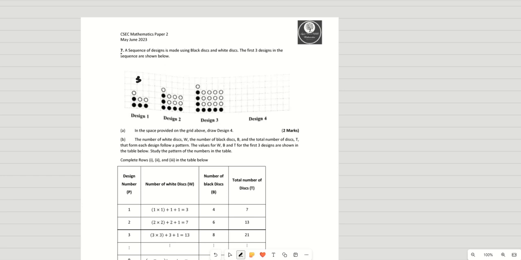Design 2 was 4 black, so the black increased by 1, and when we look vertically we see 3 black, 1 white. Design 3, if we see the trend, it's 5 black. Let's check: 1 2 3 4 5, and vertically it's 4 black, 1 white. So design 4 should be 1 2 3 4 5 6.